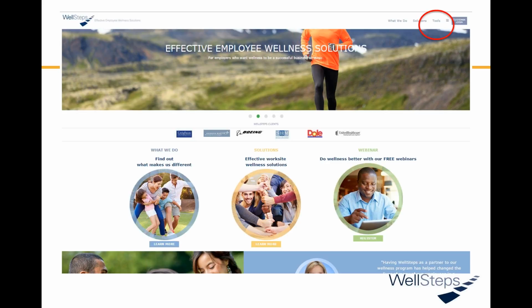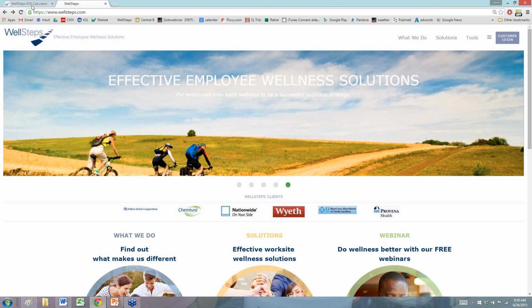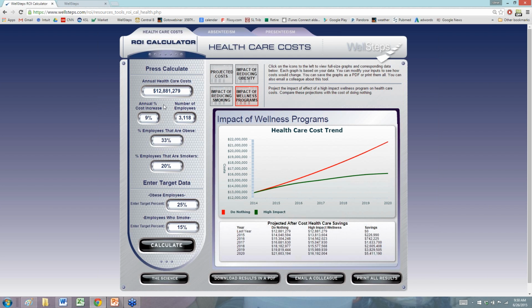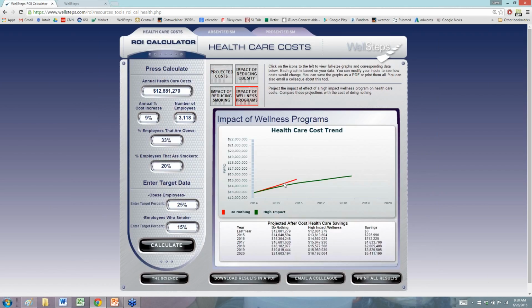Well, the new WellSteps website, you'll remember, WellSteps, we have the tools, we have the ROI calculator, which we have used in the past to estimate what the cost savings would be. So here's what I put in. I put in the Boise School District data in 2011. They had had 9% increases up to that point, and here's their employees. And here's the calculation. When we do this calculation, we can actually see, here's their trend. If they had done nothing, here's what we anticipated they did.